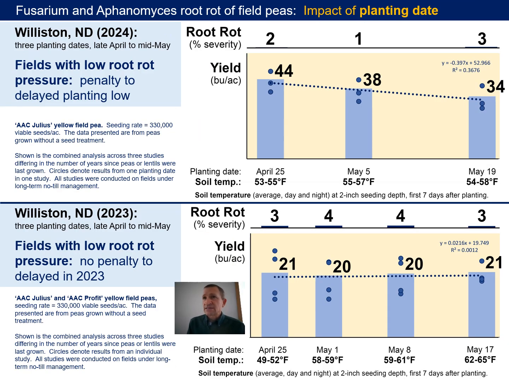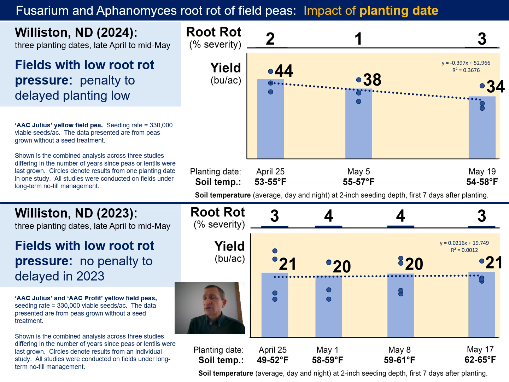We also did testing of the impact of planting date in fields in Williston that had very, very low root rot severity. We did this across 2 different years. In 2024, we did testing on 3 different fields. In 2023, we did testing on 2 different fields. What we found, again, is what you would expect based on what you just saw in the previous slide, that when root rot severity is low, the penalty to delaying planting is also a lot lower.